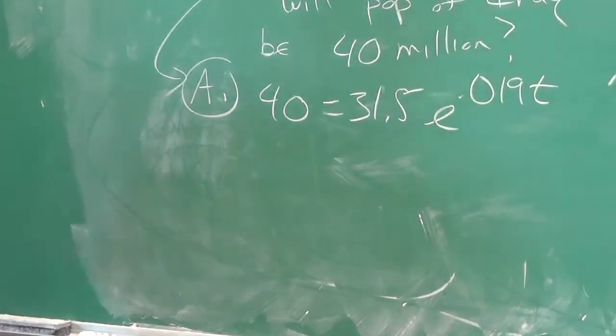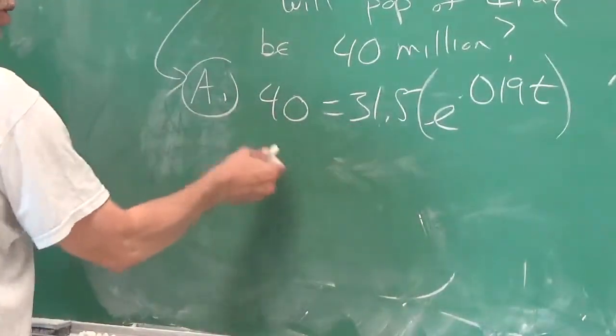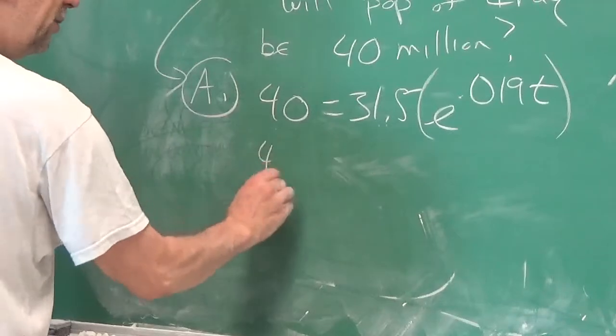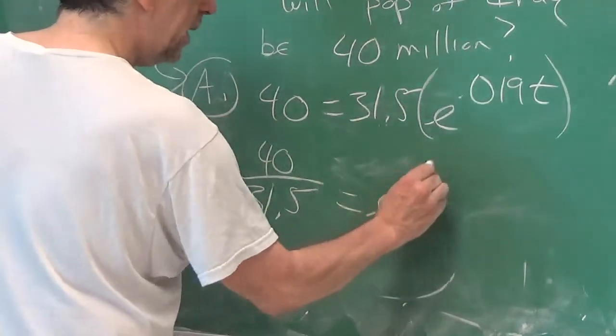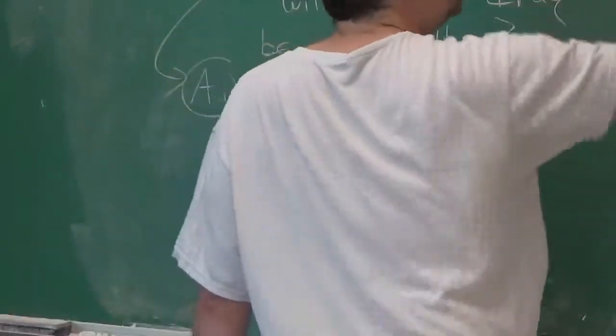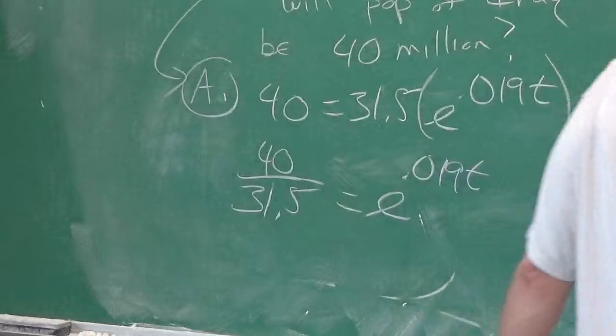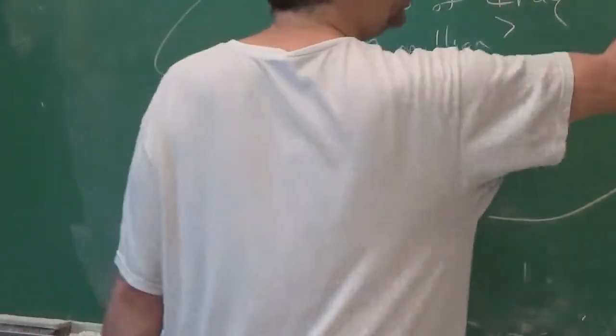We want to isolate the term with the unknown in it, so we're going to isolate that part, divide both sides by 31.5, and now we have that nice property of using the definition of a logarithm to change to exponential form. So that's what we'll do here.